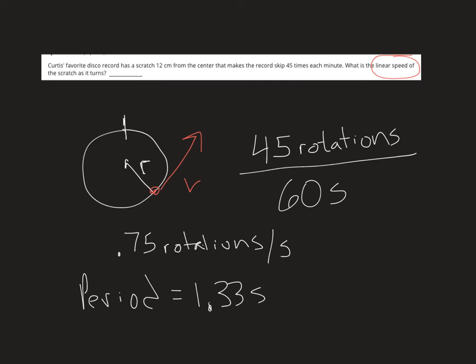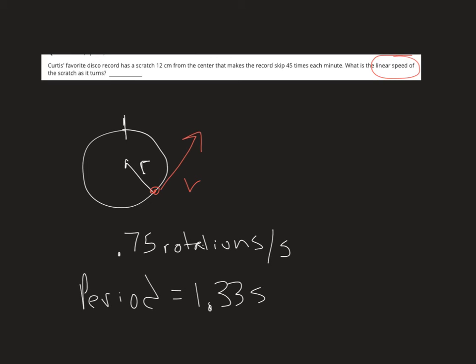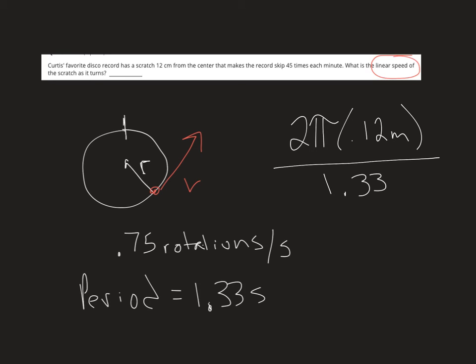Now if we go back to that formula I had up before for linear speed, 2 pi r is the circumference, and they gave us the r, right? They tell us it's 12 centimeters. We need to convert that to SI, so to meters we move the decimal over 2 places to the left, and so we end up with 2 pi times 0.12 meters divided by 1.33 seconds, and that will give us our linear speed or our tangential speed.